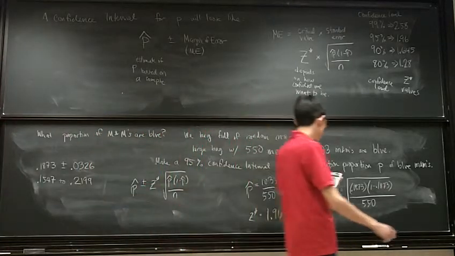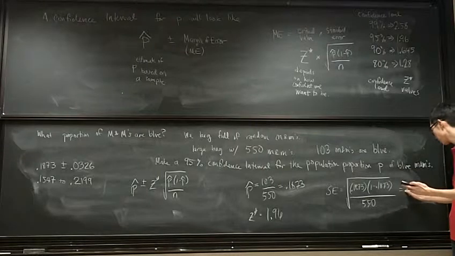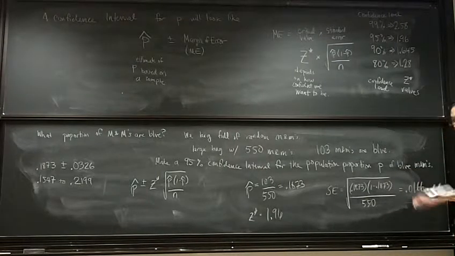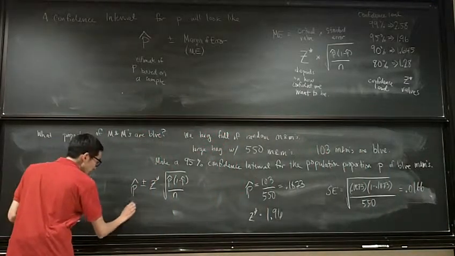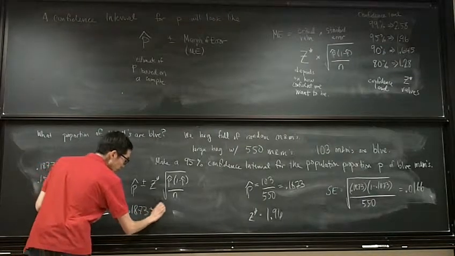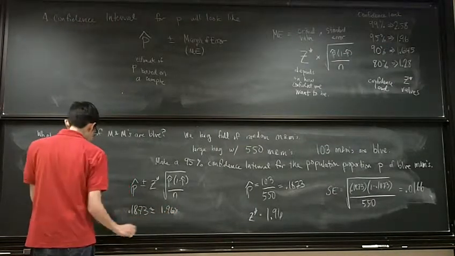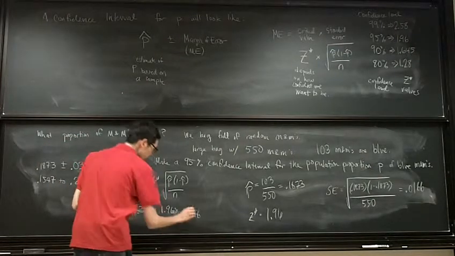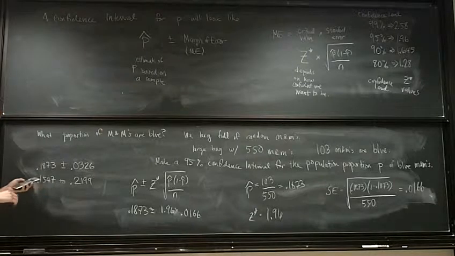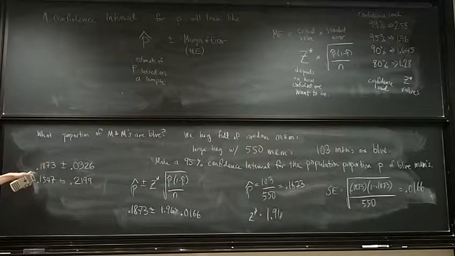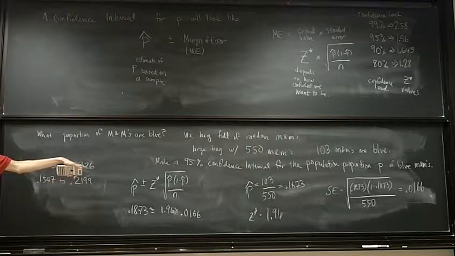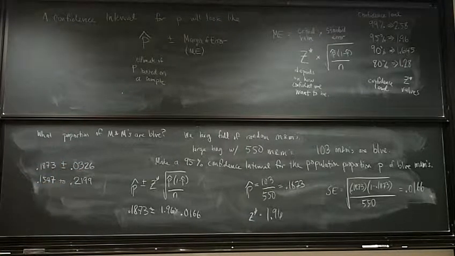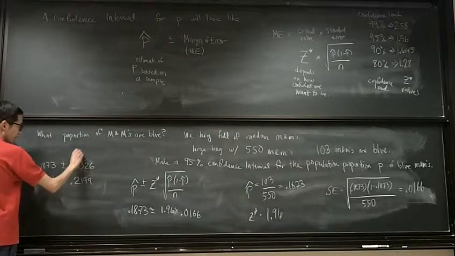Okay, so my standard error, I get 0.0166. I left a few more decimals in my calculator. So when I do that, I have 0.1873 plus or minus 1.96 times 0.0166, and I get 0.0326. That's what I'm getting here. So I have 0.1873 plus or minus my margin of error, which is 0.0326. So this thing is my margin of error.